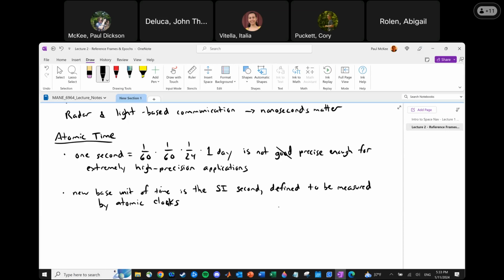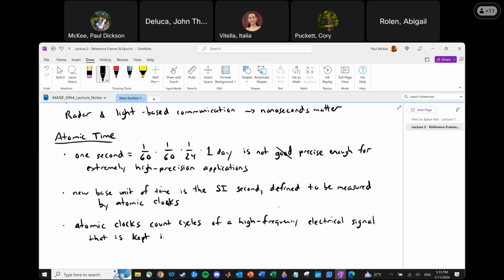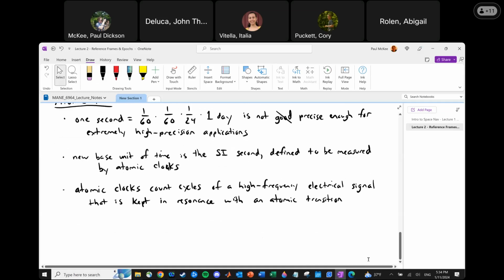So atomic clocks, just a quick aside, I'm not an atomic clock expert, so this is the beginning and end of my knowledge of them, but atomic clocks count cycles of a high frequency electrical signal that is kept in resonance with an atomic transition. I'm going to start to scroll down a little bit here.